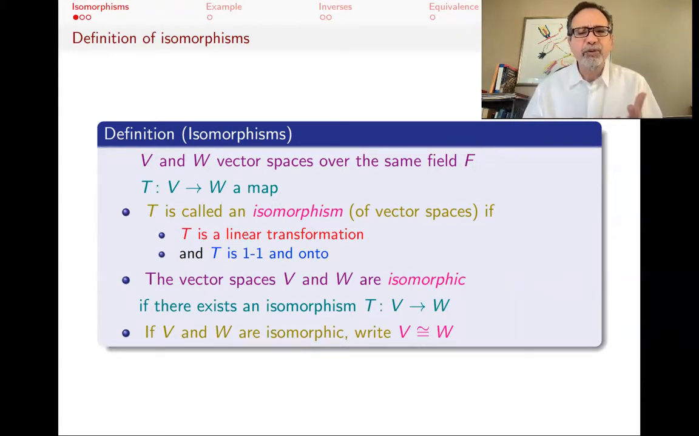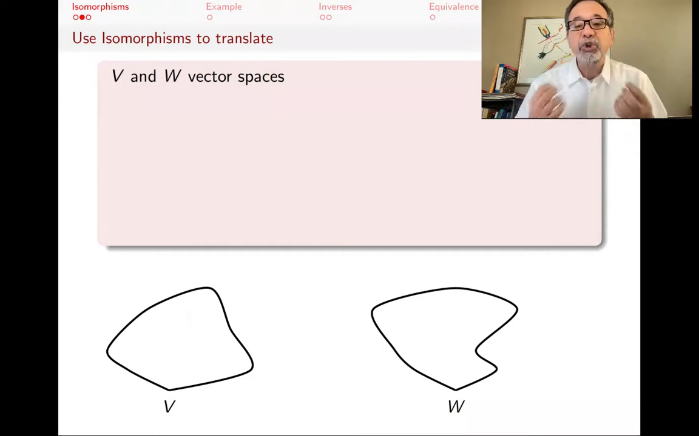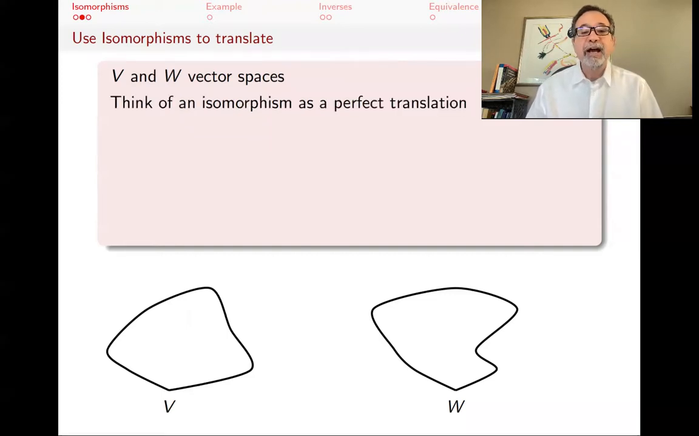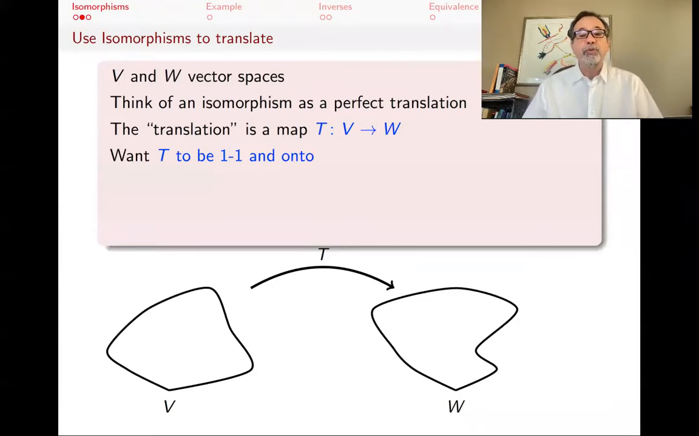Okay, so what is an isomorphism? The way to think about it is that isomorphisms are those maps, those functions that are translations. They're ways to translate from one vector space to another. So V and W are again vector spaces. Think of an isomorphism as a perfect translation, a way of perfectly translating statements in V to W. Well, for one thing, that's what the translation map is. We want the map to be 1 to 1 and onto because we want a perfect translation.